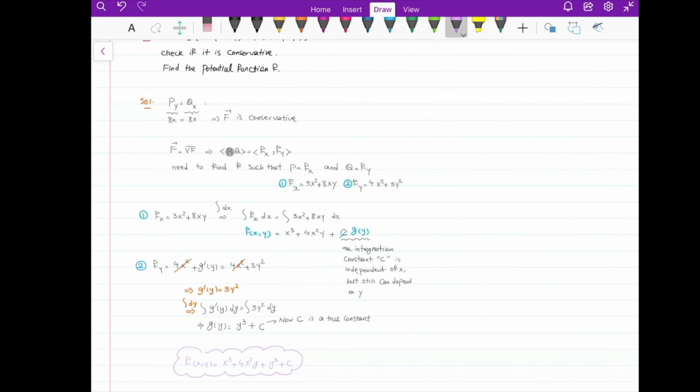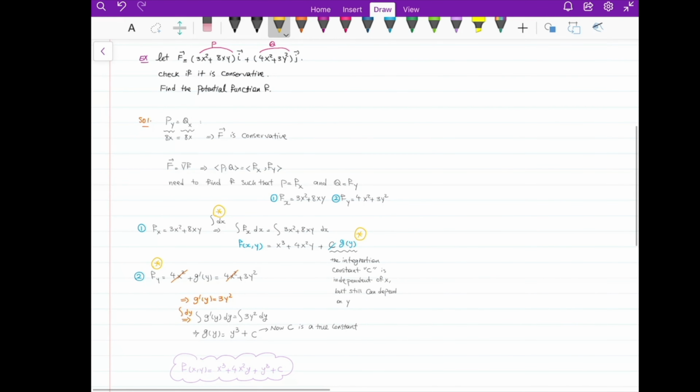You need to set the first coordinate equals to fx, the second coordinate equals to fy. Starting at fx, take the integral of that. So this is the crucial step. And then you write the integration constant as a function of y. Then we are taking the derivative of that with respect to y. So this is another step. We find g of y, and then we just put everything together. That's how we can find the potential function.